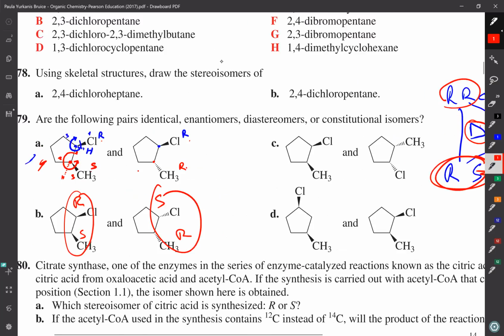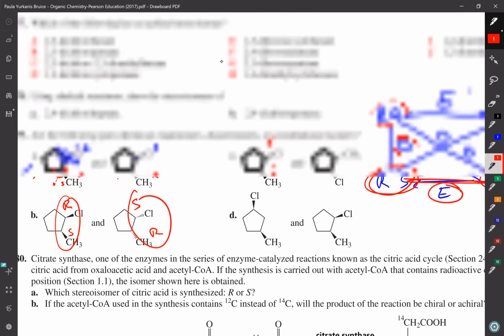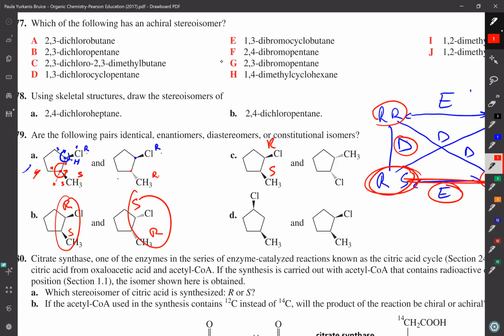Let's go to structure C. Structure C, this is R, this is S. And if that's R, that is S, then let's see. It's taking some time to adjust. So RS, this is the reverse, so this will be S.